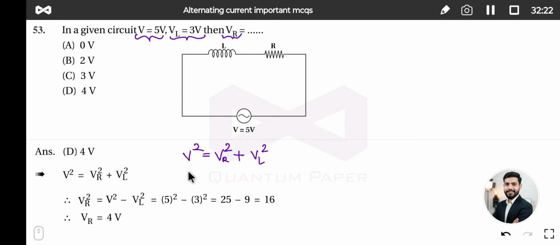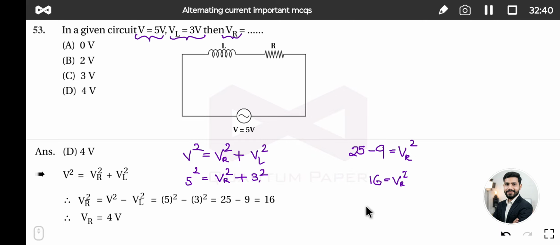So V is given 5, so 5 square is equal to VR, we have to find out. VL is given to be 3, so 3 square. So 5 square is 25 and 3 square is 9. So if you take this 9 this side, 25 minus 9 is equal to VR square. It is 16 is equal to VR square. So if we take the square this side, root of 16 becomes nothing but 4. So the correct answer is 4 volt. Look at the next one.